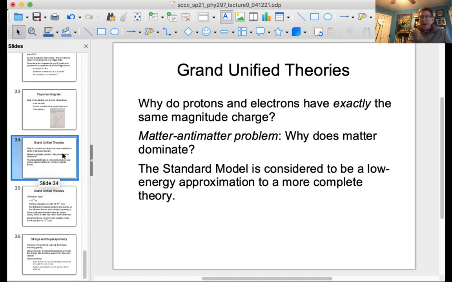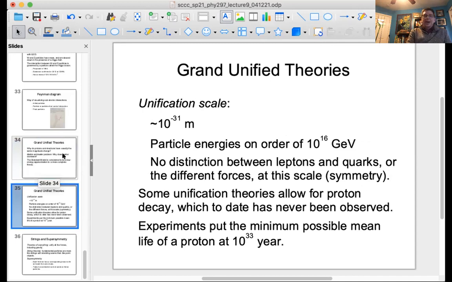And so the standard model is considered to be a low energy approximation to a more complete theory, which basically says we need more energy to answer these questions. So we need bigger and bigger accelerators so we can get our answers. It's speculated that the unification scale is on the order of 10 to the negative 31 meters and involves particle energies on the order of 10 to the 16 giga electron volts.